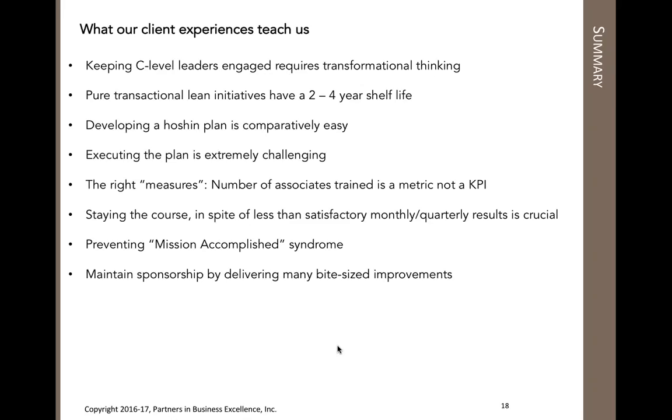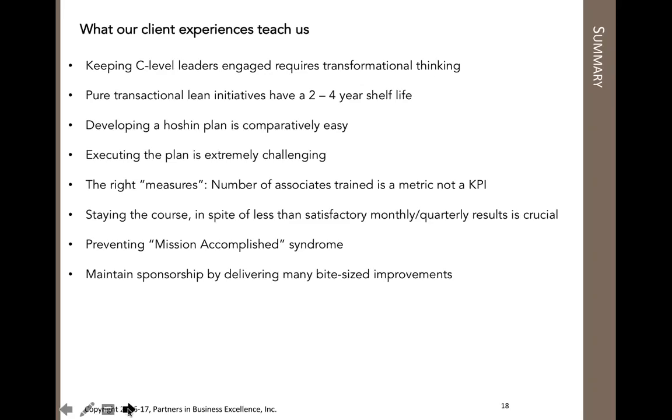Preventing mission accomplished syndrome. You know, what is mission accomplished? I think if we are transformational, we clearly know we are not there yet. And making sure the organization understands what mission accomplished means. And lastly, to be in the good graces of the senior leadership, deliver bite-sized improvements. Transformation is a long journey, and it's important to have those intermediate results, well-defined, well-designed, bite-sized improvements to ensure that the leadership maintains their engagement.